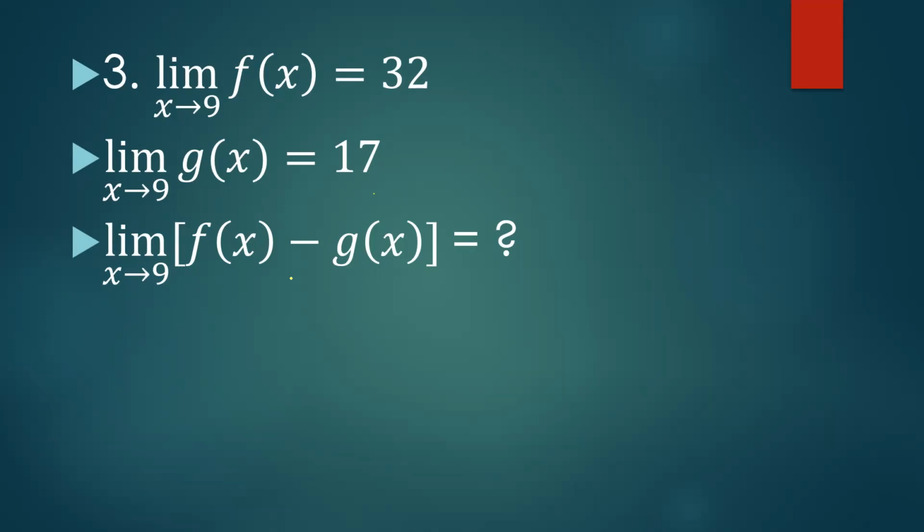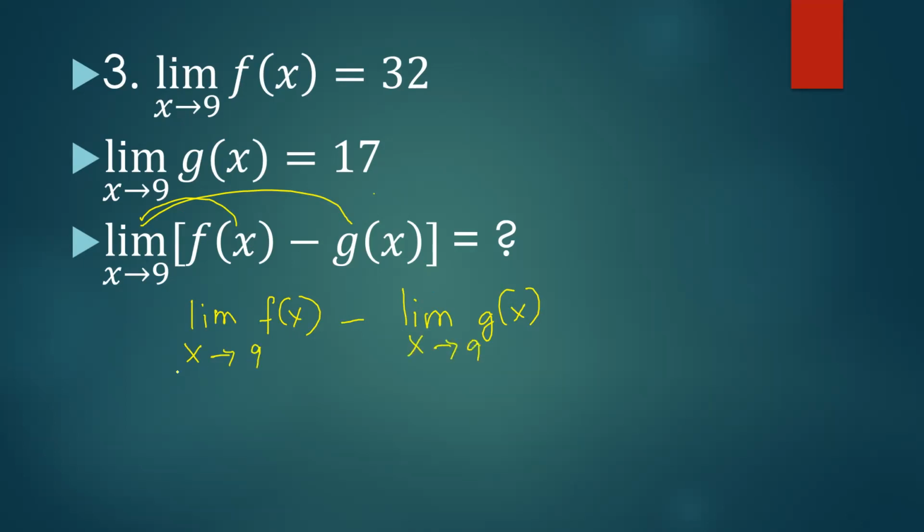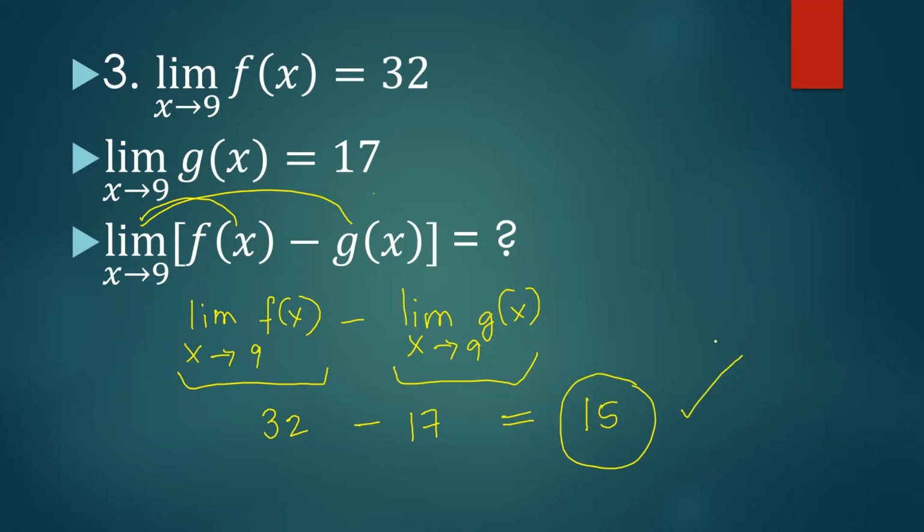Okay, I will fast forward again our timer. So we can just distribute this to the limit of f of x minus the limit of g of x. Both have x approaching 9. So the minuend is equal to 32. The subtrahend is equal to 17. 32 minus 17 is just 15. So this is the value of our limit. Okay, so I hope you got that one correctly.